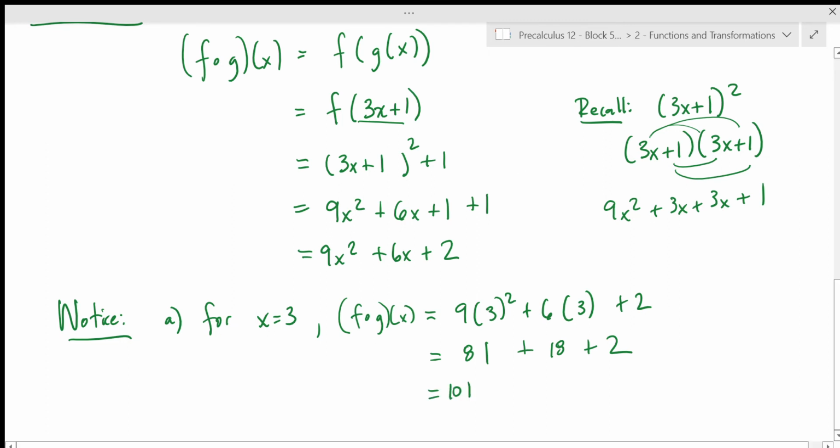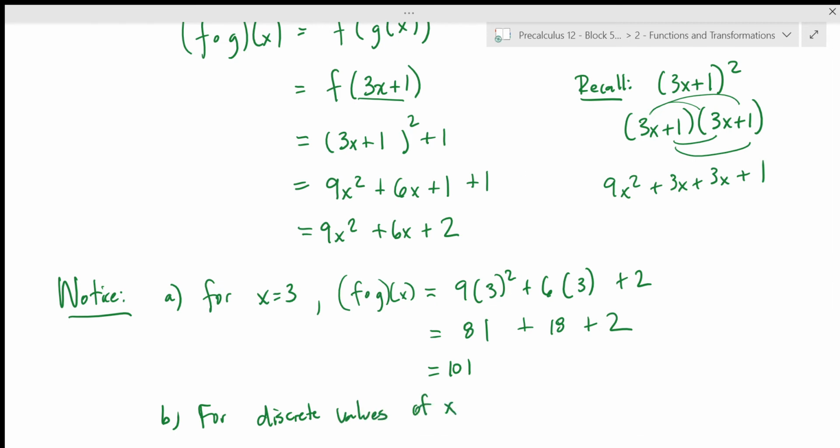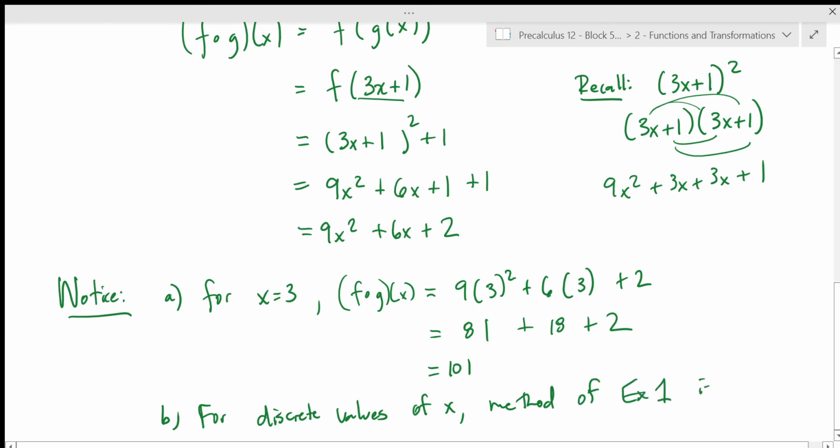So thing number A to notice is that when I plug in x equals 3, if I do f composed with g of x, I get the same answer, which I should. Part B, notice that for discrete values of x, the method of example 1 is faster.